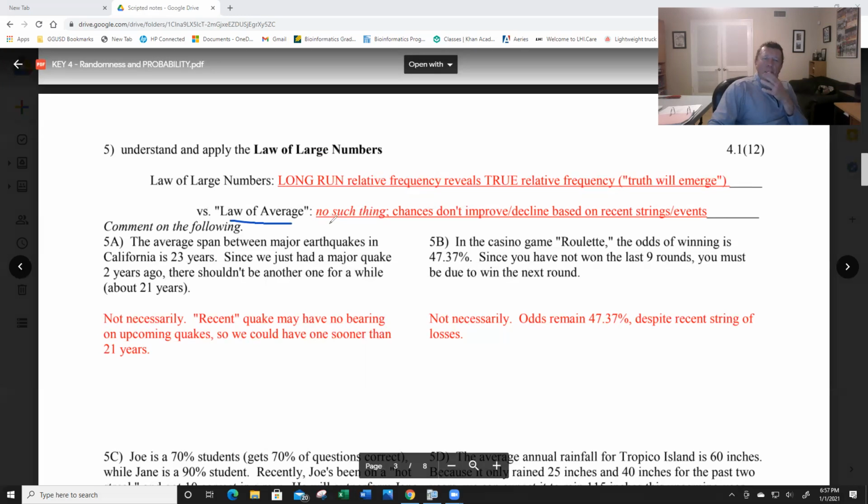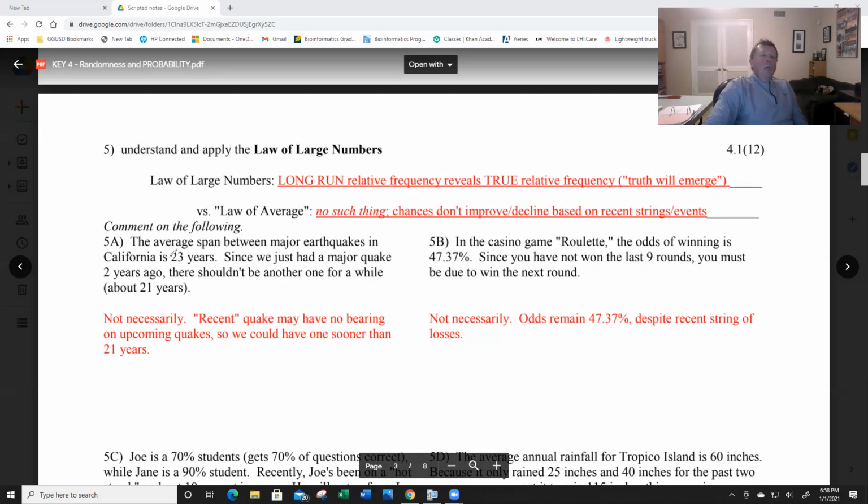The law of averages is kind of a weird thing. We say there's no such thing. Recent events don't necessarily change it. Like if you roll a dice 10 times and you get no 6s, it doesn't mean the dice is going to change and now become more likely to get a 6 to make up for it. It doesn't work that way. It just remains the same.